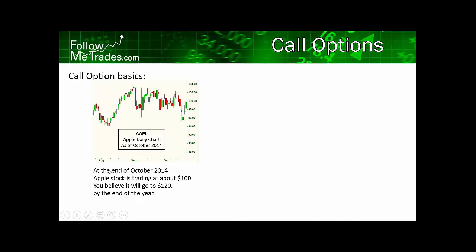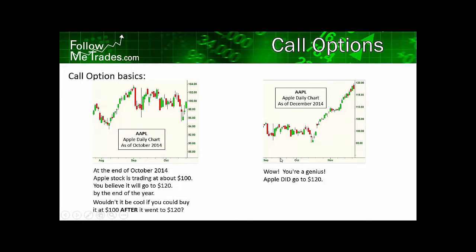Here's Apple. And say at the end of October 2014, it's trading at about $100. And you've done some analysis. You say, I think it's going to go to 120 by December. Wouldn't that be cool if you could buy it at 100 after it goes to 120? Of course it would be cool. And then, wow, look, you're super smart. Your analysis was right on. It went up to 120, and Apple shot up there. And the really cool thing is, because you know how to trade options, you get to buy Apple at $100 a share while it's sitting up at 120. That's a pretty good deal.